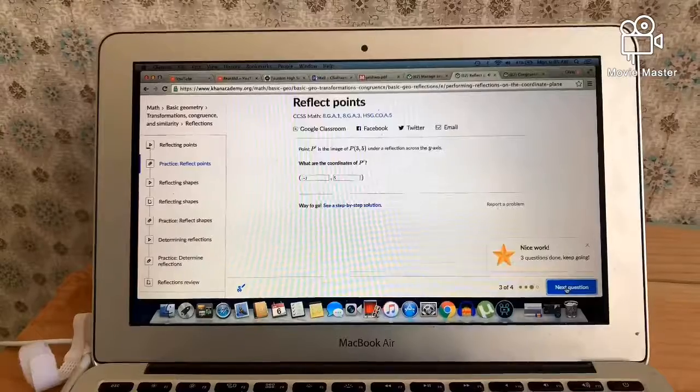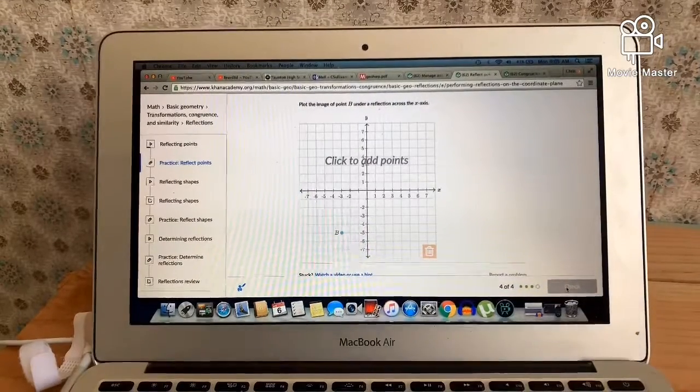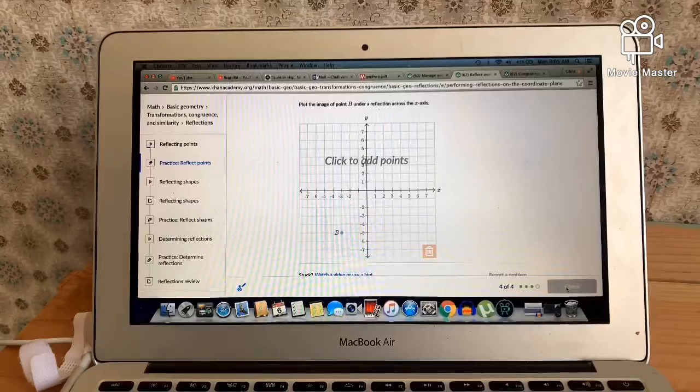All right. And then this one's another coordinate grid, which I think you can handle now on your own. Good luck.